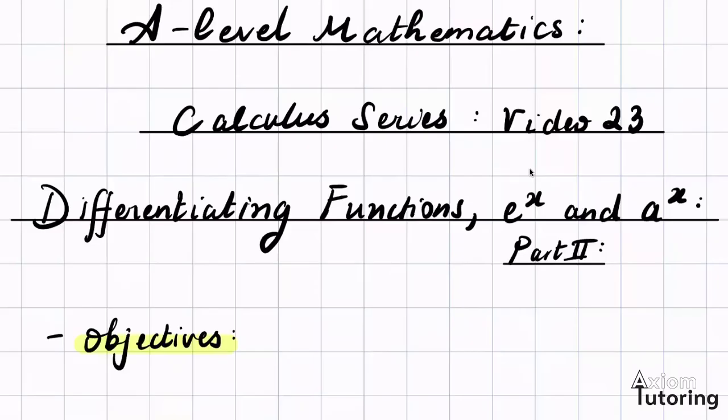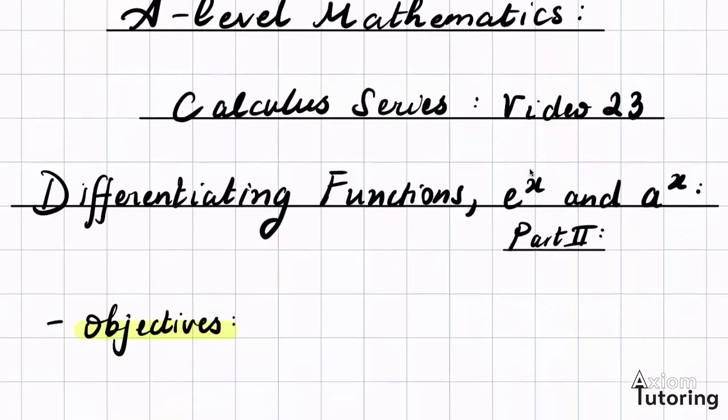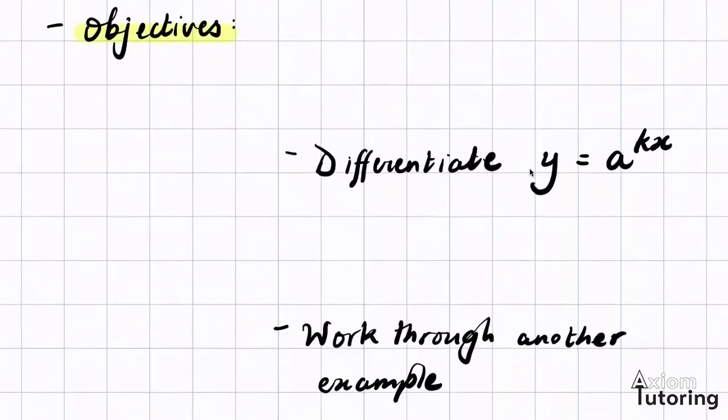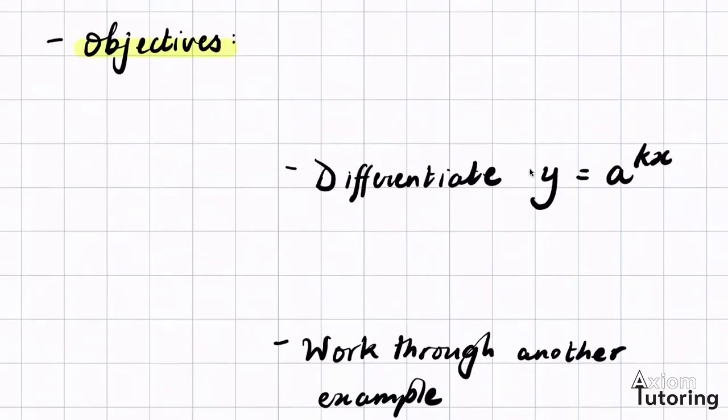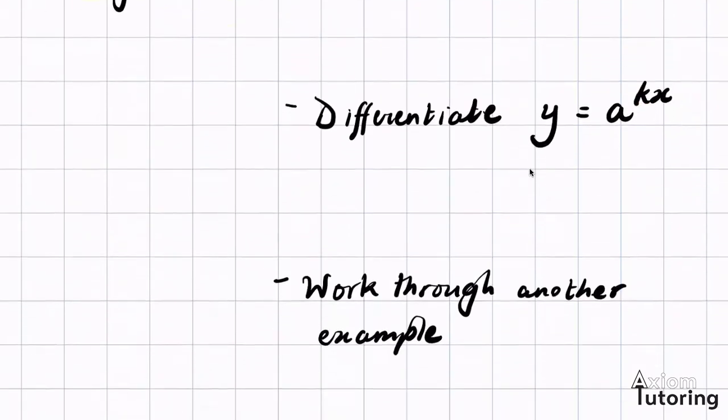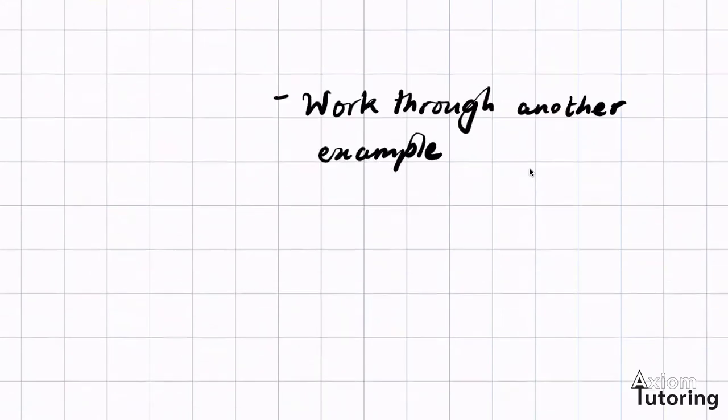This is video 23 and we're differentiating our exponential functions e to the x and a to the x, and this is part 2. So the objectives for this video are to differentiate y equals a to the kx. In the last video we differentiated y equals a to the x, so now we have this added k constant. And then we're going to use that to work through another example.